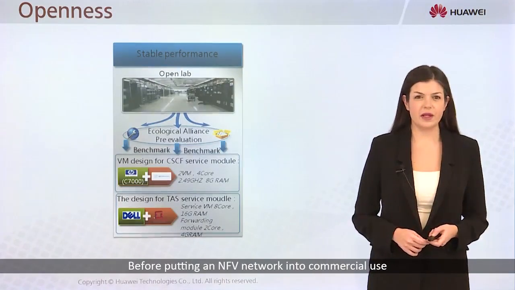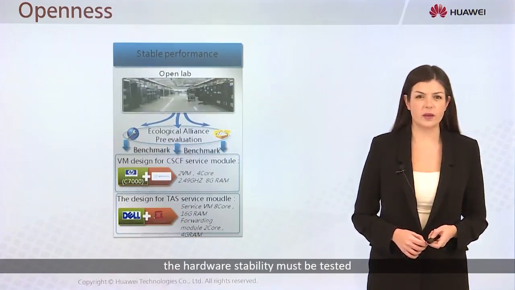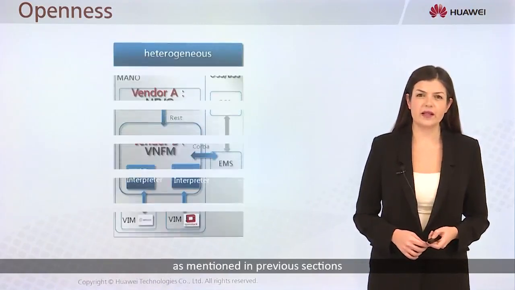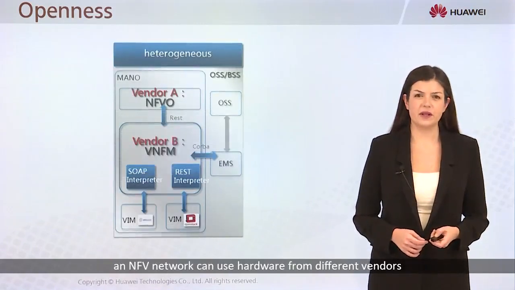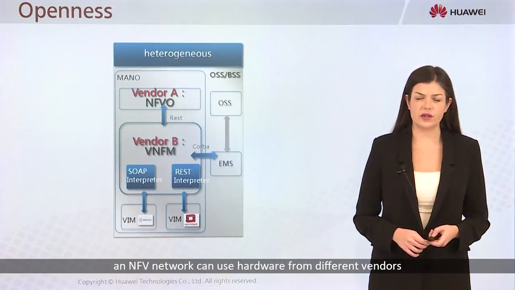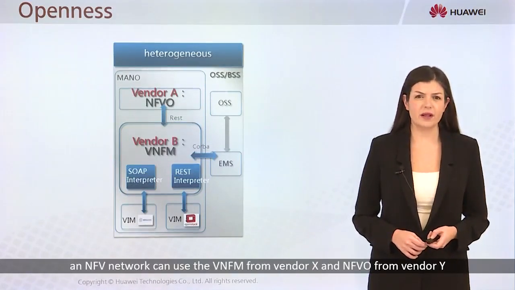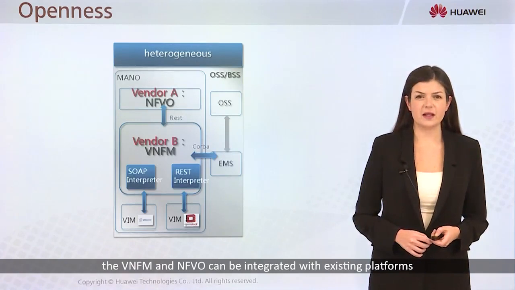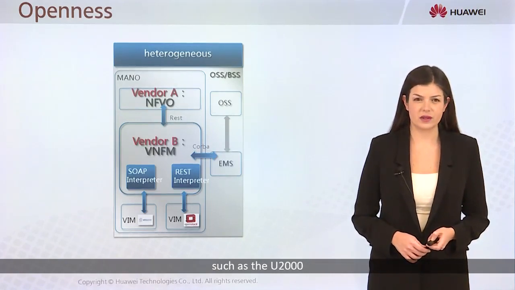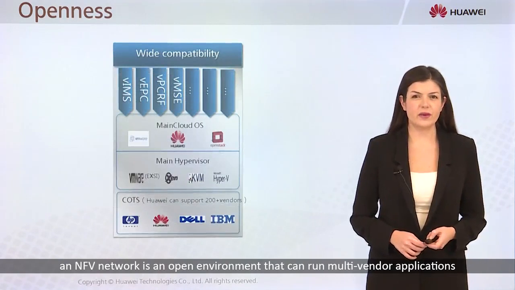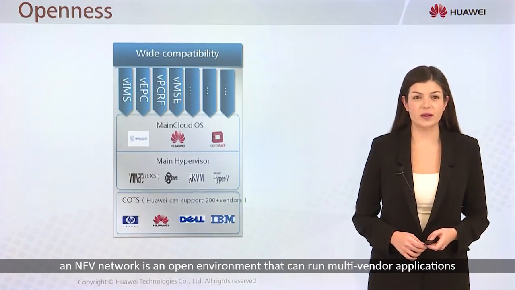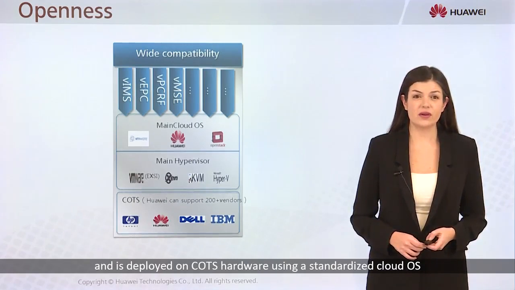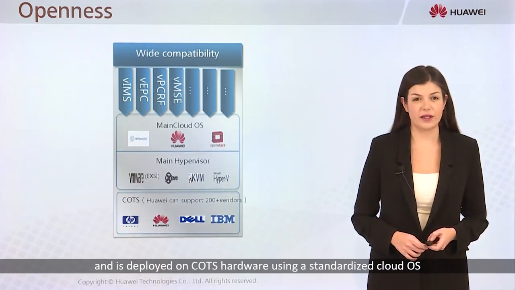Before putting an NFV network into commercial use, the hardware stability must be tested. Furthermore, as mentioned in previous sections, an NFV network can use hardware from different vendors. For example, an NFV network can use the VNFM from vendor X and NFVO from vendor Y. In addition, the VNFM and NFVO can be integrated with existing platforms, such as the U2000. In short, an NFV network is an open environment that can run multi-vendor applications and is deployed on COTS hardware using a standardized cloud operation system.